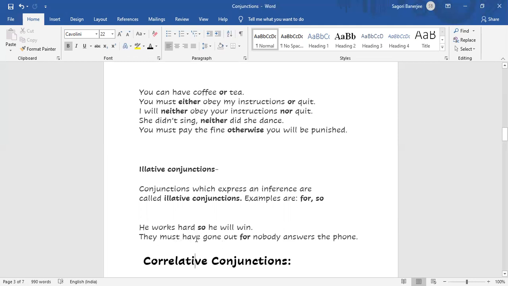Similar way, next one. They must have gone out, for nobody answers the phone. They must have gone out, one statement. Nobody answers the phone. Why does nobody answer the phone? They must have gone out. So for is showing the inference or reason. So this is called illative conjunction.